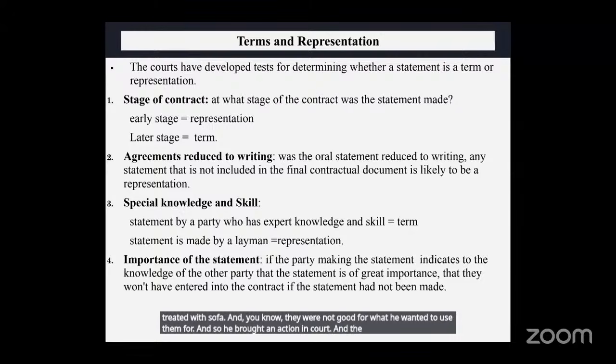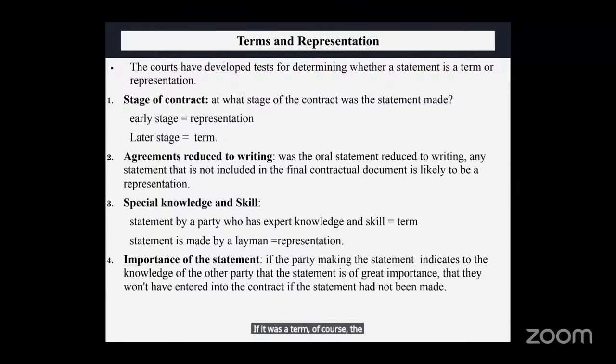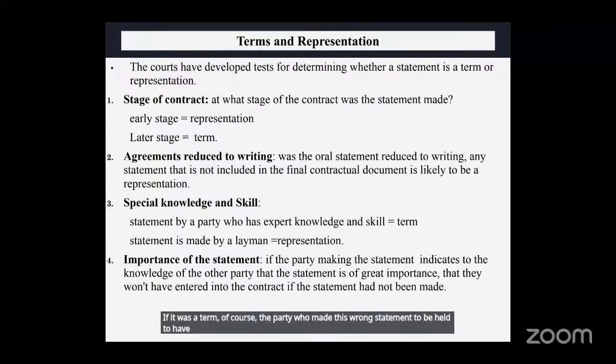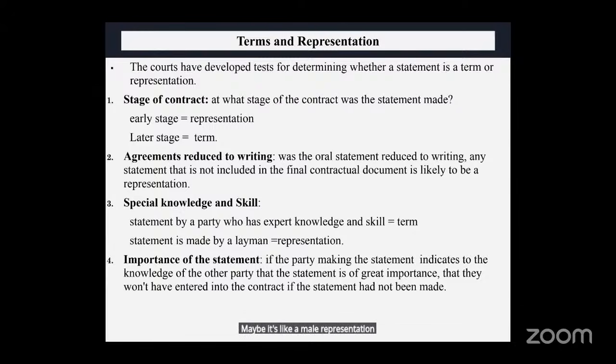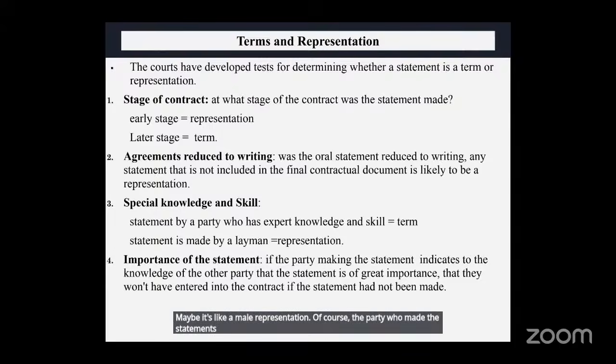And the question now was whether the statement that the hops were not treated with sulfur was a term or a mere representation. If it was a term, of course, the party who made this wrong statement will be held to have breached the contract, and there'll be consequences for the breach. But if it's a mere representation, the party who made the statement might not be held liable for making that type of statement.